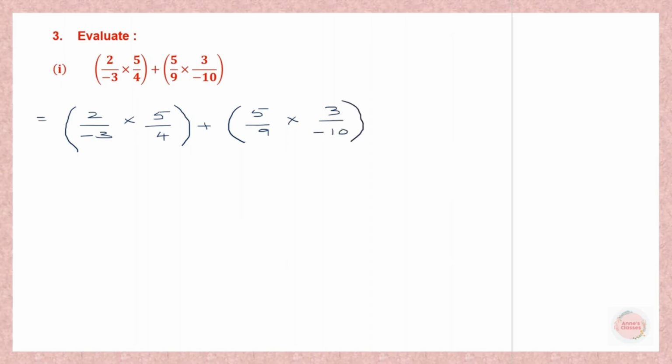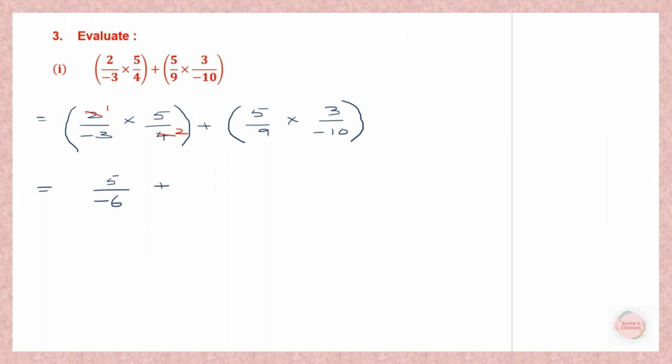Now let's work out what's within this. So here what can we cancel? We can cancel 2 and 4. So 2 ones are 2, 2 twos are 4. So what do we get here? Here let's multiply the numerators. We get 1 into 5 is 5 and down, minus 3 into 2 is minus 6.